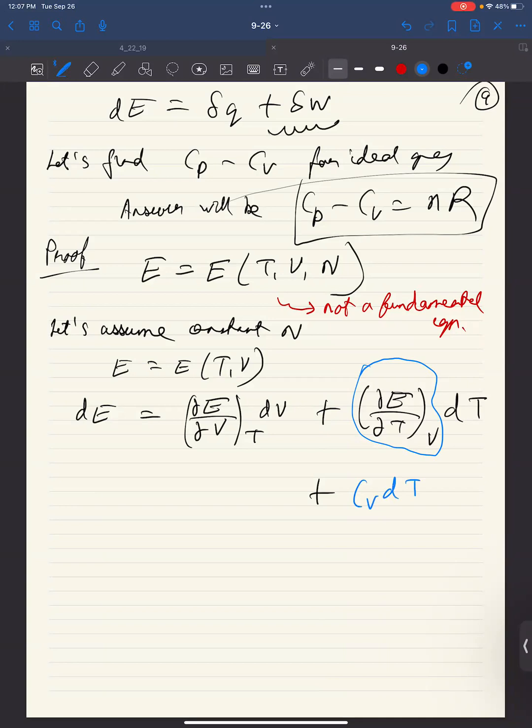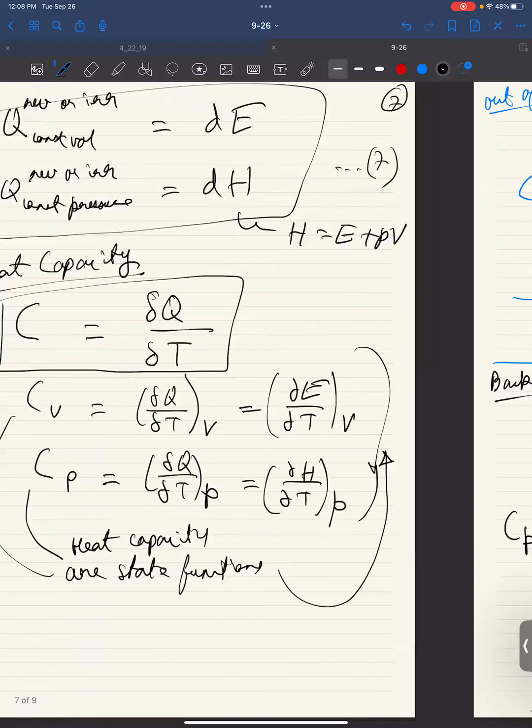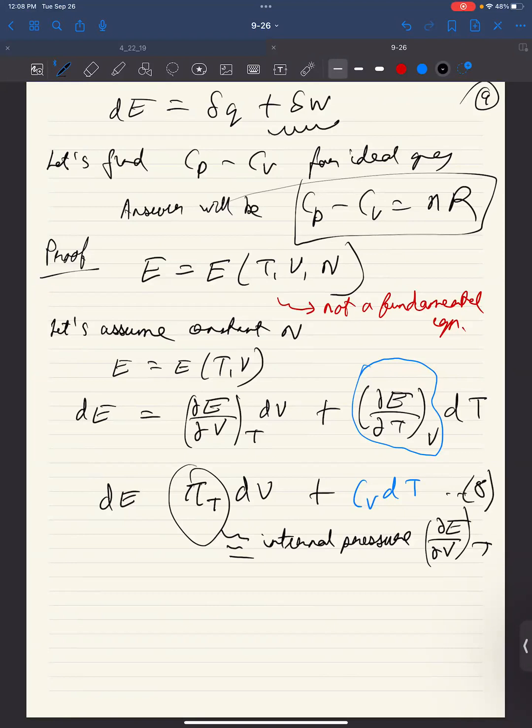Does partial E by partial V at constant T have a name? Well, it does not. It looks like pressure, energy divided by volume. So I'm just going to give it a name for now. I will call it pi T, or internal pressure. It's just a name and we will talk about internal pressure later. Internal pressure is defined as partial E by partial V at constant T. So one moment, equation number 8 is true for any material at constant N. We have not assumed ideal gas or anything so far, right? All we have done is to write down E of T, V and differentiate it. That's all we have done.